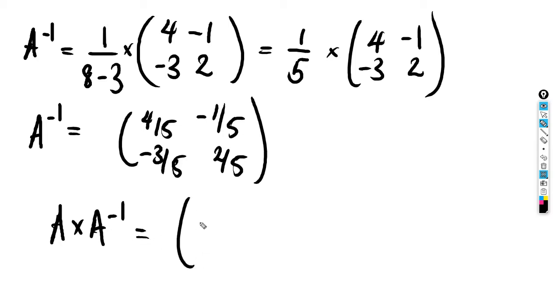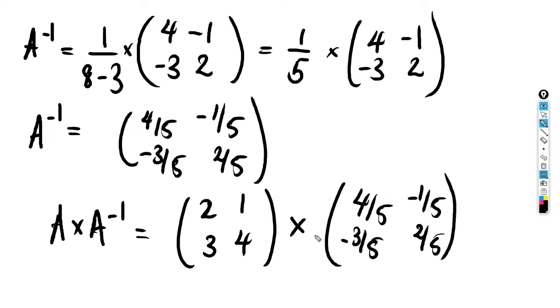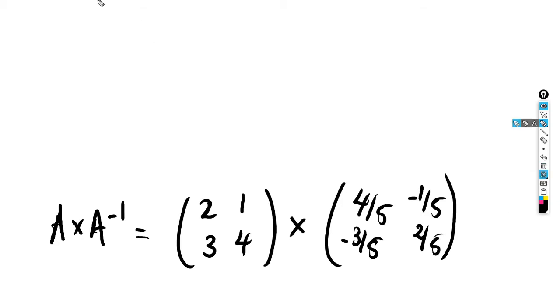Okay, so let's multiply A by A inverse. Remember, A was 2, 4, 1, 3. Let's multiply that by its inverse, which is 4 over 5, negative 1 over 5, negative 3 over 5, and 2 over 5. Great. So let's multiply this. Let's clear the screen here for a second. Okay, great. So we're going to continue up top here.